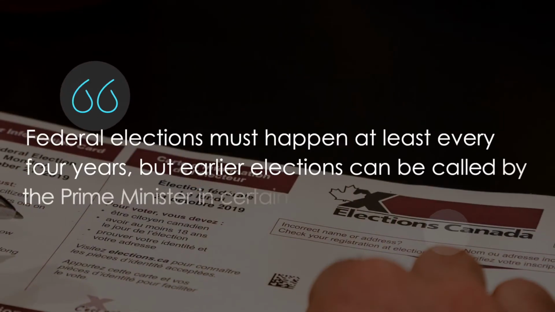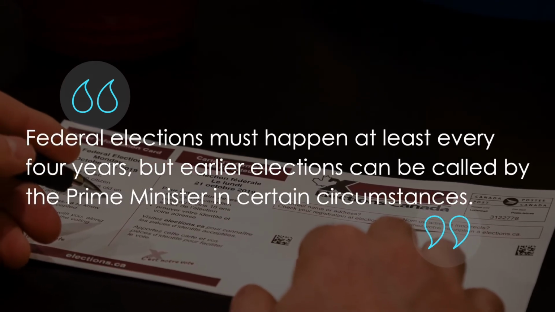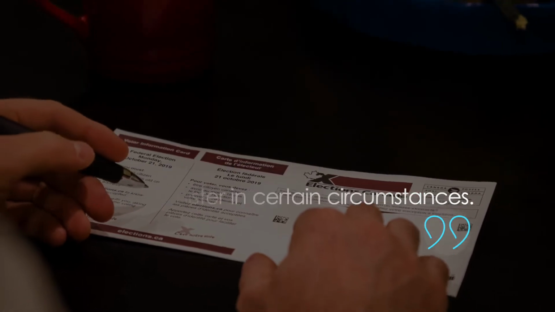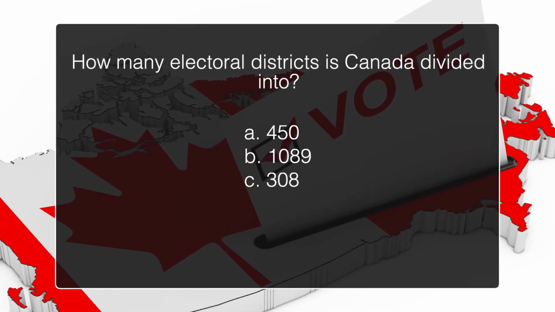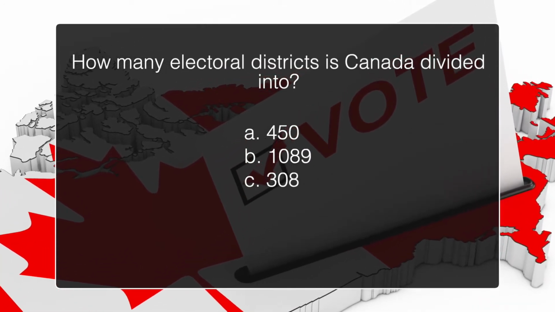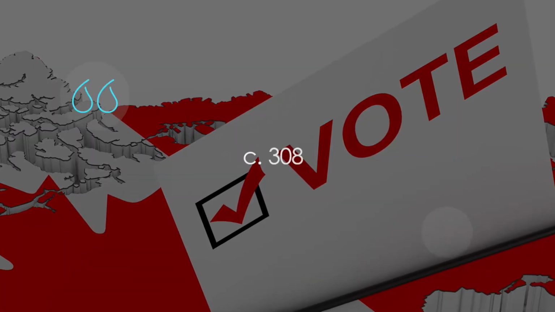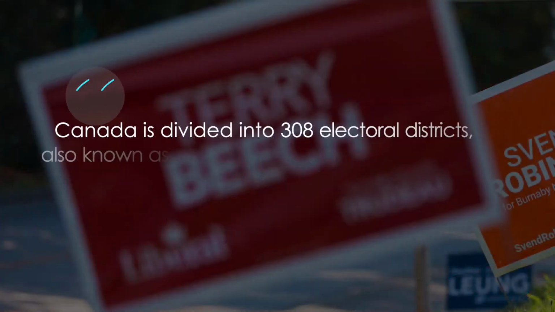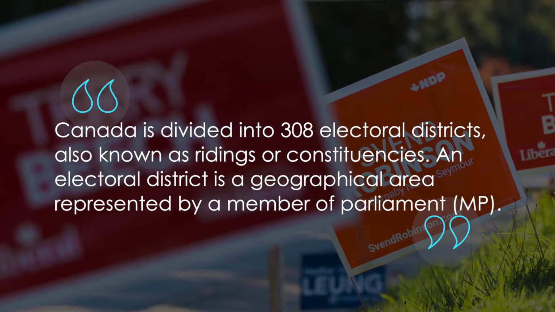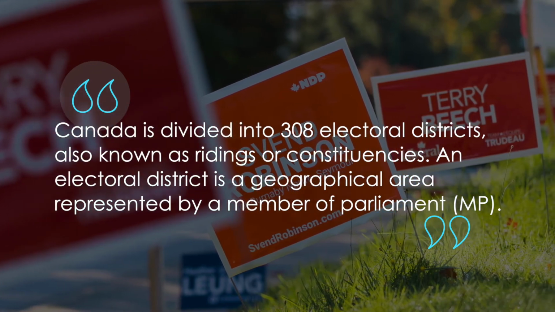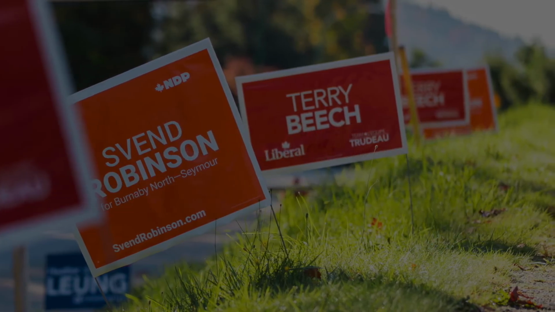True. Federal elections must happen at least every 4 years, but earlier elections can be called by the Prime Minister in certain circumstances. How many electoral districts is Canada divided into? 450, 1089, or 308? The answer is 308. Canada is divided into 308 electoral districts, also known as ridings or constituencies. An electoral district is a geographical area represented by a Member of Parliament.